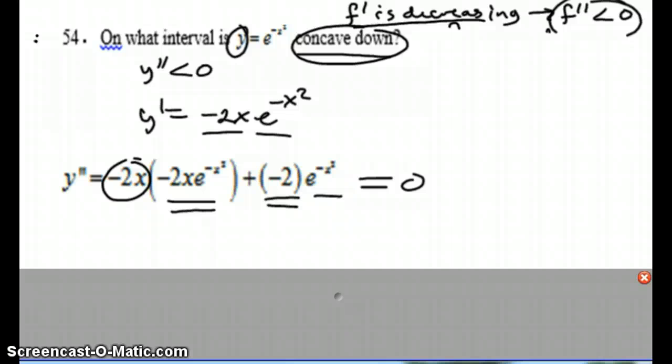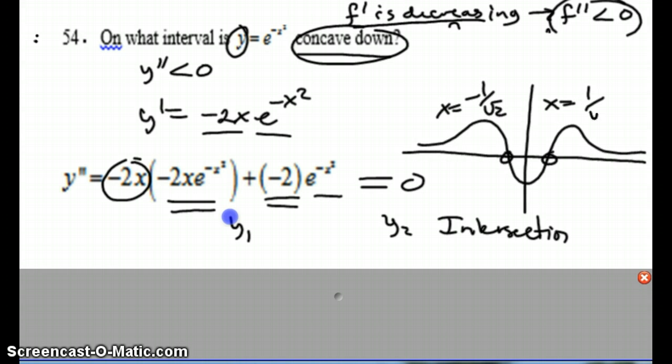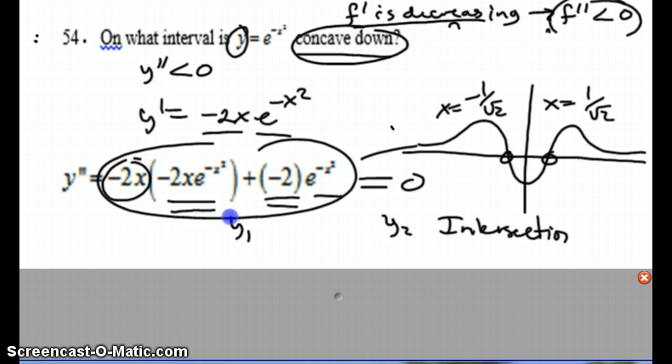Here you should solicit the help of your calculator. Graph these each as y's and find the intersection. Turns out your graph looks a little something like this. And these two intersections happen at negative 1 over root 2 and 1 over root 2. So from the graph, I can see that this is y double prime, my second derivative, and it is less than 0 between these two values. So my answer would be between negative 1 over root 2 and 1 over root 2, in interval notation.